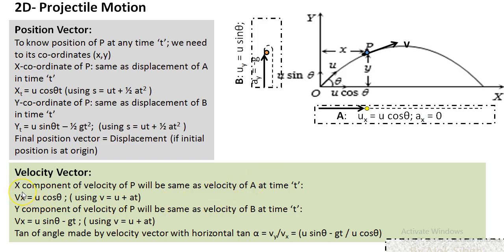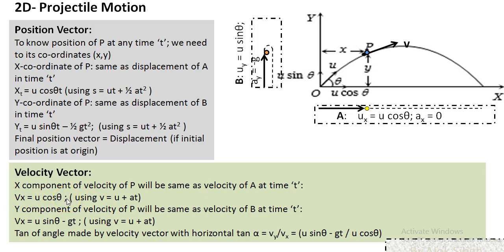How do you find the velocity vector? We separately find the x component and y component. The x component of velocity at P will be the same as the velocity of A at time t. So Vx will be equal to the velocity of A at time t. How do you find the velocity of A at time t? We use the formula V is equal to u plus at. We substitute the values, a being 0. The velocity of P in the x direction at time t will be equal to u cos theta.